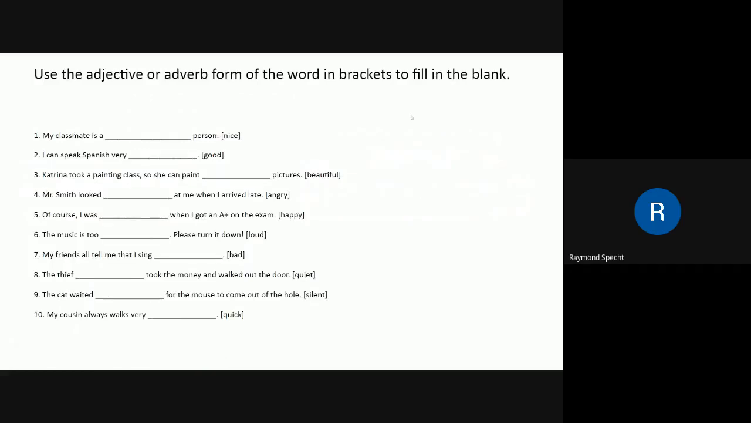All right. Now, I made it kind of easy for you because I've given you the words at the end of each sentence. Now what you need to do is you need to use the adjective or adverb form of the word in brackets to fill in the blank. So you need to decide what goes here, adjective or adverb. I'll give you about 8 minutes here to go through these.